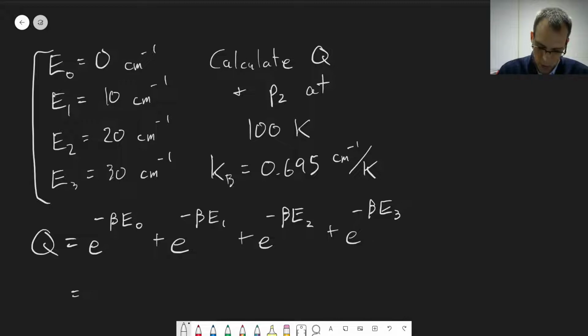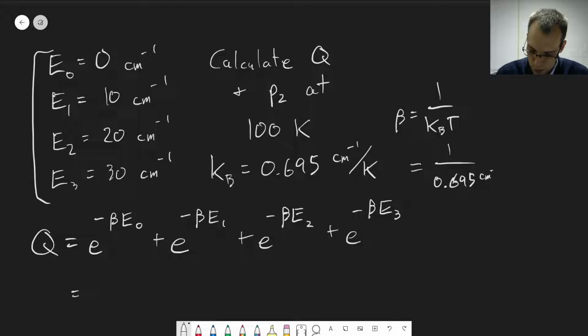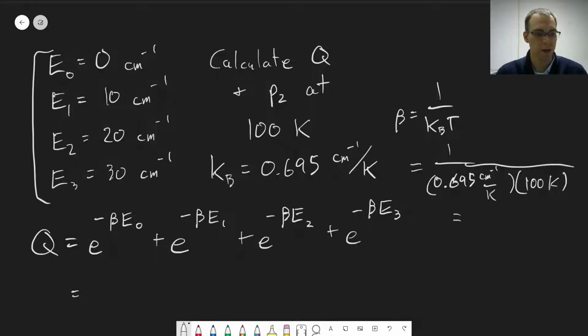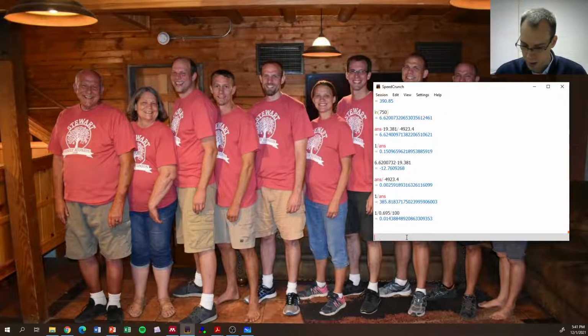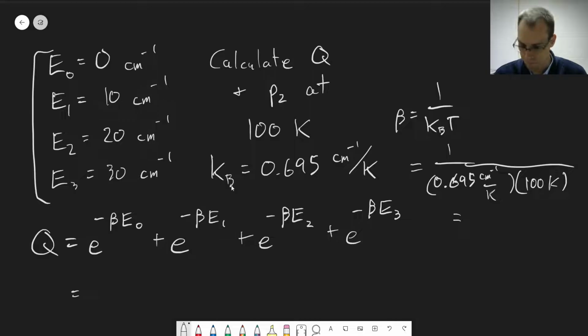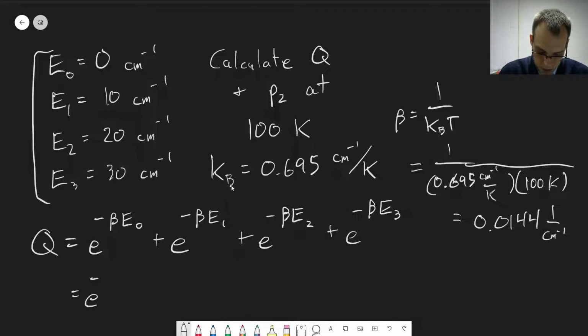So first of all, we can calculate beta, which again is 1 over kB times T. So we can plug in 1 over 0.695 wave numbers per Kelvin times 100 Kelvin. All right, calculate that real quick. Let me just pull up my calculator. But we have 1 divided by 0.695 times 100. So beta is equal to 0.0144. We'll just round to 3 significant figures. All right, and that has units of 1 over wave numbers, which will cancel with the energies that we're going to multiply by.